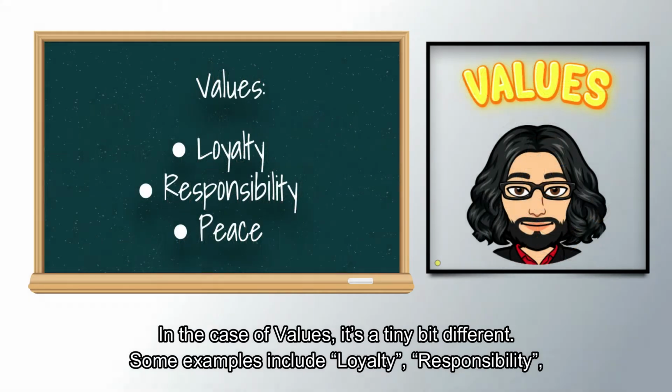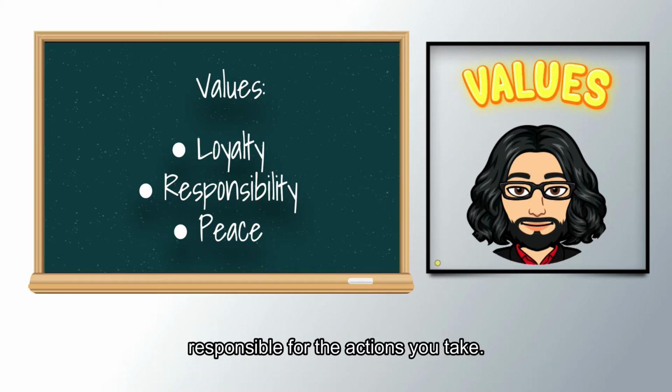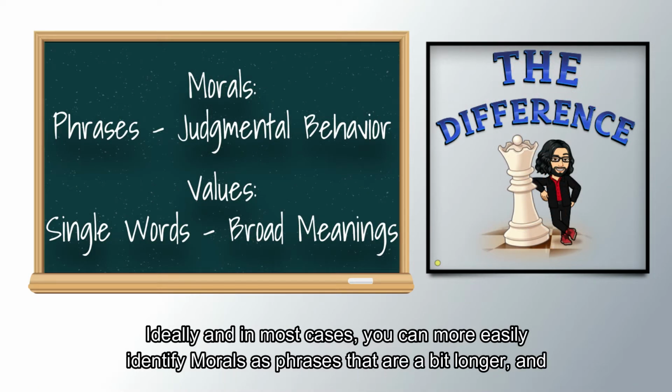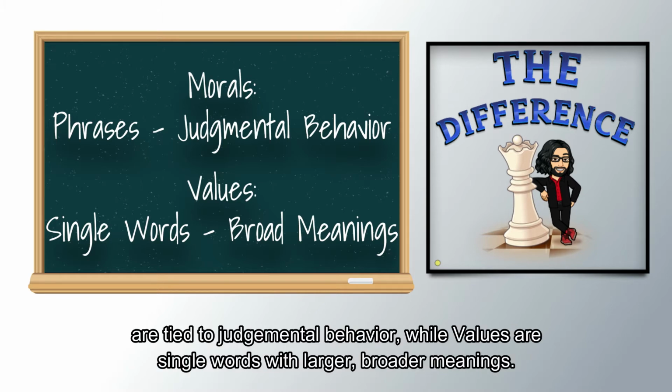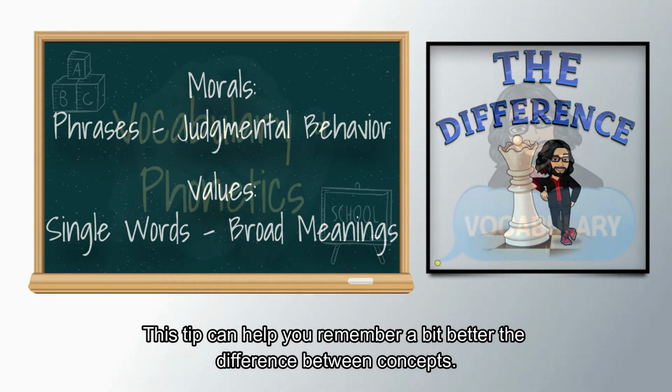In the case of values, it's a tiny bit different. Some examples include loyalty, responsibility, and peace. These are what some others may view as virtues, like being loyal to your family or being responsible for the actions you take. Ideally, in most cases, you can more easily identify morals as phrases that are a bit longer and are tied to judgmental behavior, while values are single words with larger, broader meanings. This tip can help you remember a bit better the difference between concepts.